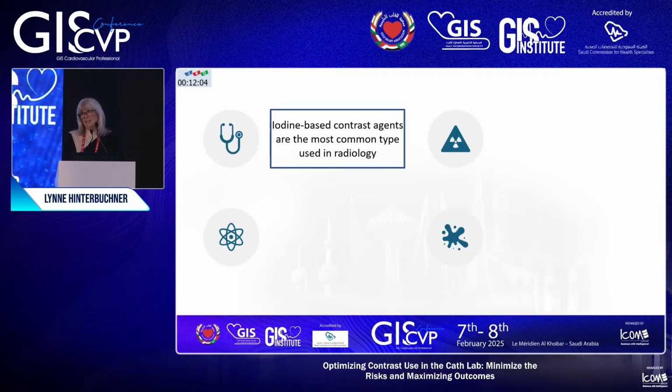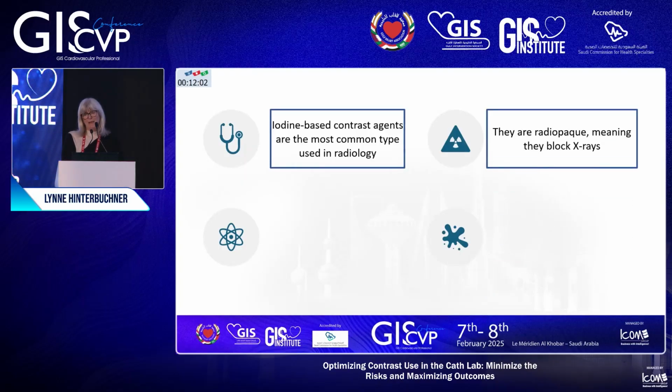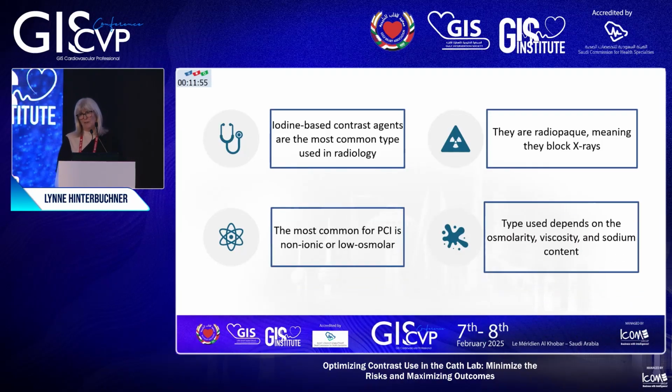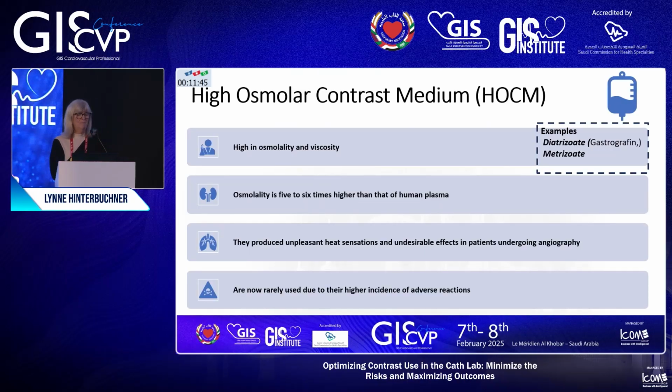So most of the agents we're using today are iodine-based. They're radiopaque. That means that they block the X-ray signals. And it's the most common type of contrast we're using today in the cath lab. And the types we use depend on the osmolarity, the viscosity, and the sodium content within the medium.